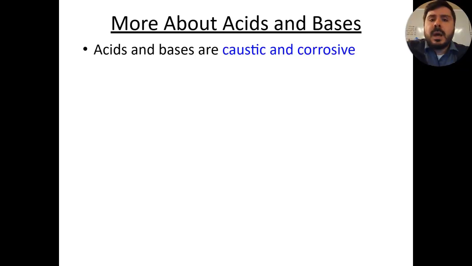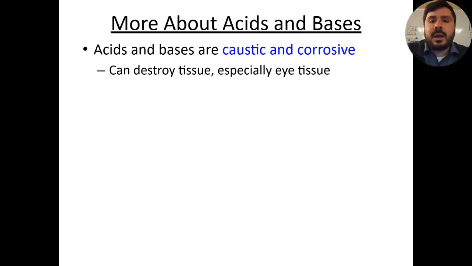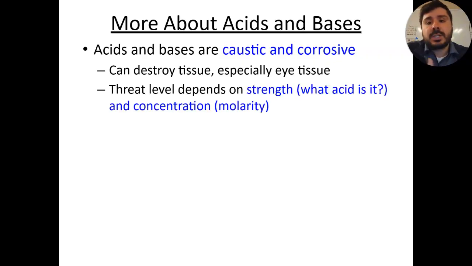Okay, we got one more slide here, which has a little bit more information on acids and bases as a whole. Oftentimes when it comes to the damage that can be incurred on organic substances like skin and whatnot, we like to use the words caustic and corrosive, right? Acids and bases are sometimes going to be caustic and corrosive, and it shows you the sort of threat level that these acids and bases can have.